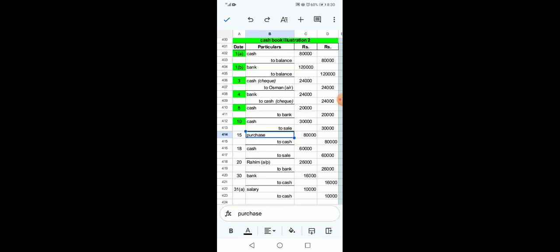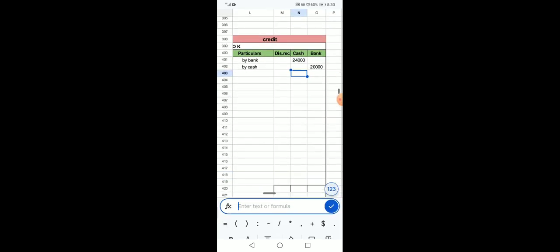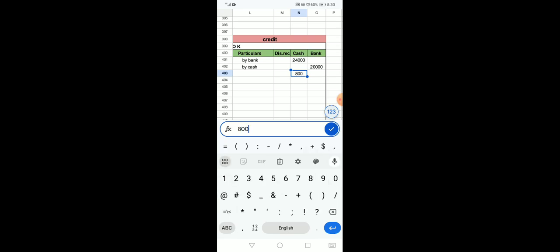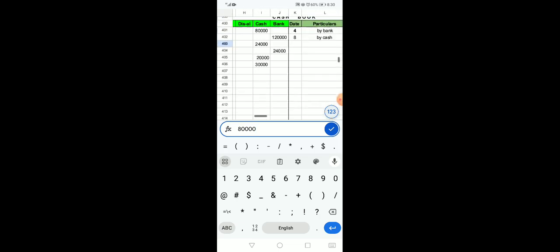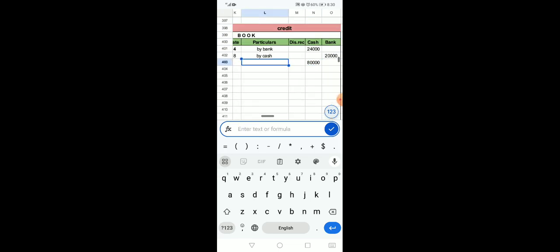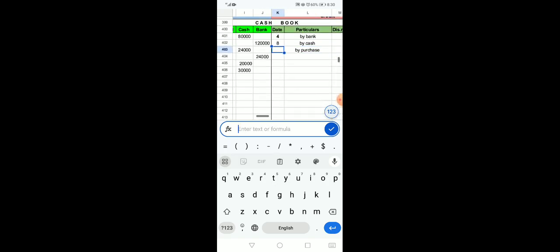There are two elements, but only one element we are associated with is cash, which is credited by 80,000. Go to the credit side of the cash and write down 80,000 in the cash column of the credit side of the cash book. See its reference, that is purchase, which is written on the opposite side of cash. Purchase would be written in the particular column. Now see the date, which is 15, so put 15 in the date column.